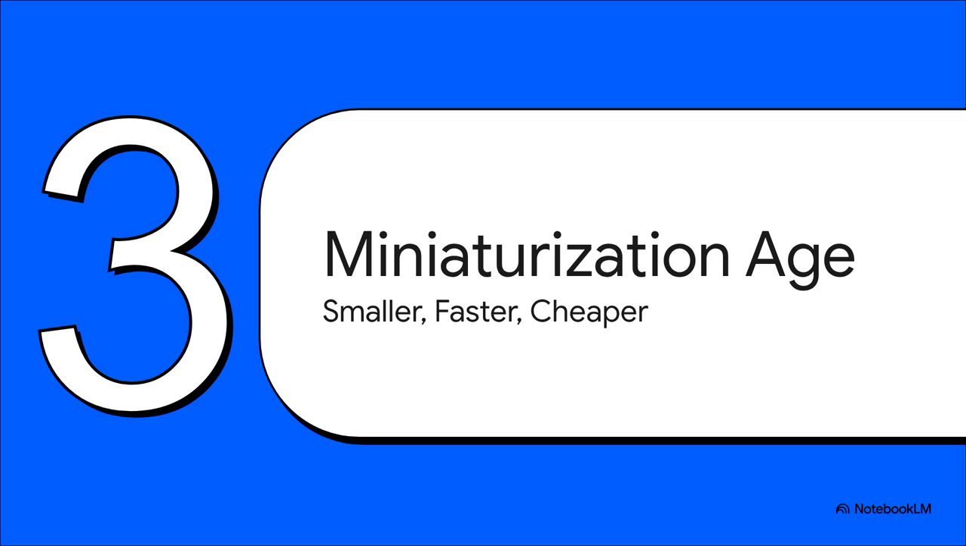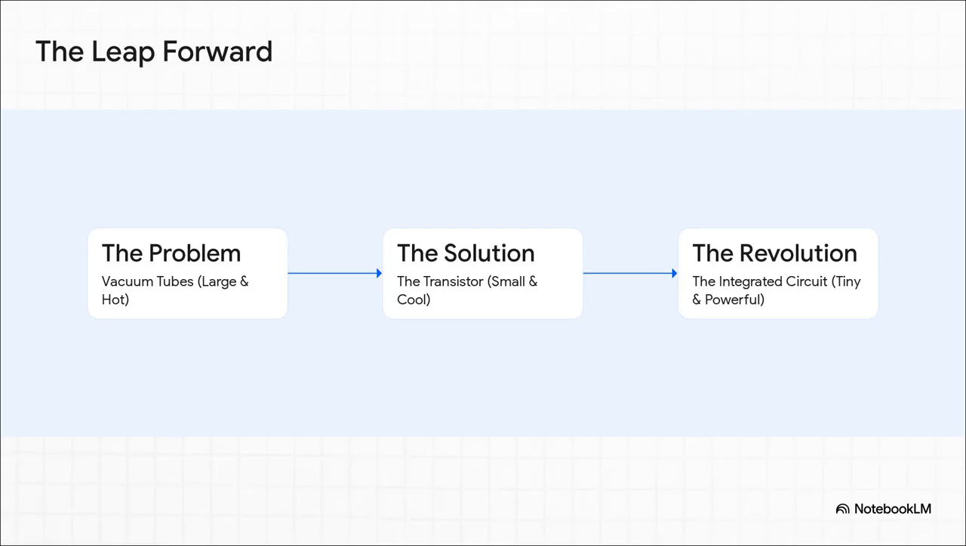The goal was simple, really: make everything smaller, faster, and cheaper. And this evolution happened incredibly fast. You can see it right here. The problem was obvious: these big, hot, clumsy vacuum tubes. The solution was an absolutely brilliant invention called the transistor. And that solution led to a full-blown revolution, putting tons of transistors together into something called an integrated circuit.